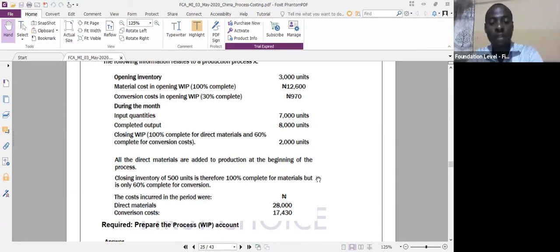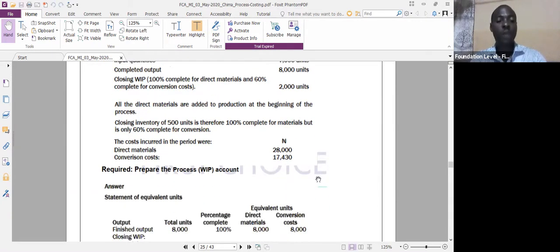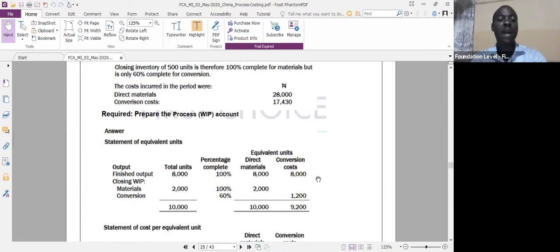We have material cost of 28,000. Then we have conversion cost of 17,430. These are the questions. Required: you should prepare the work in progress account, and that's what we are about to do.